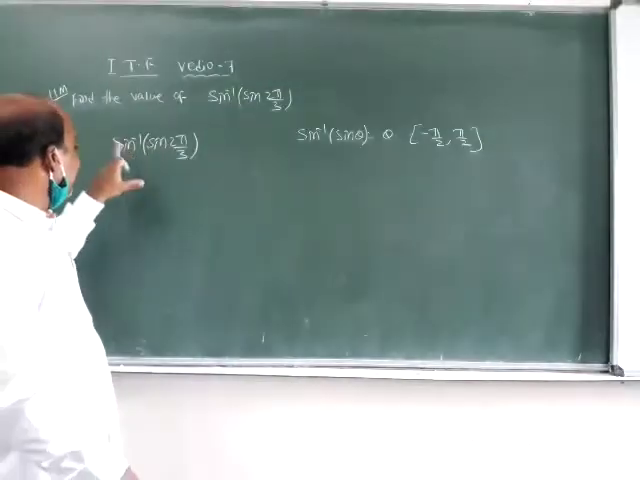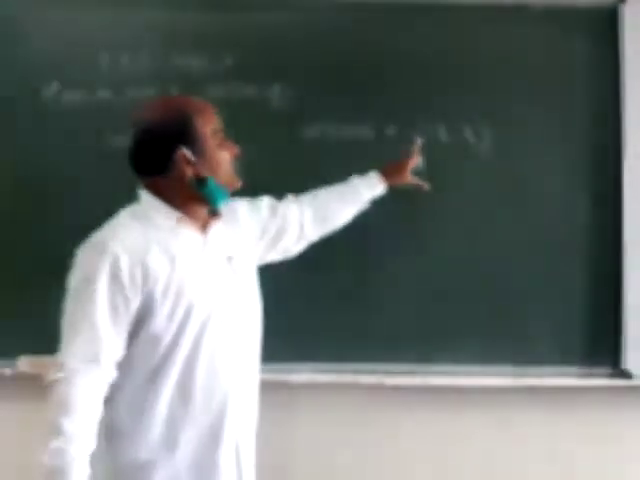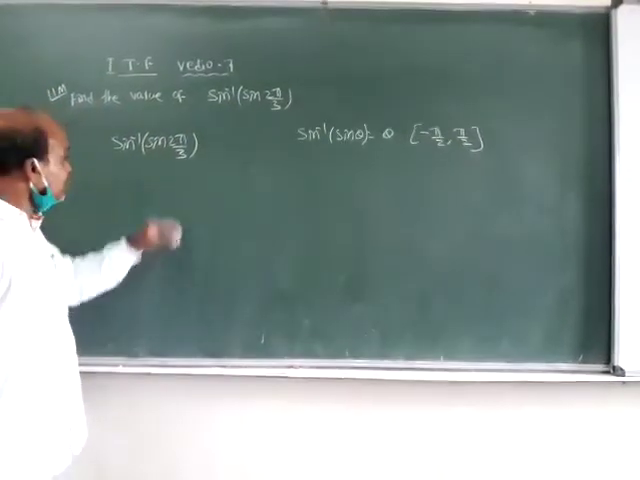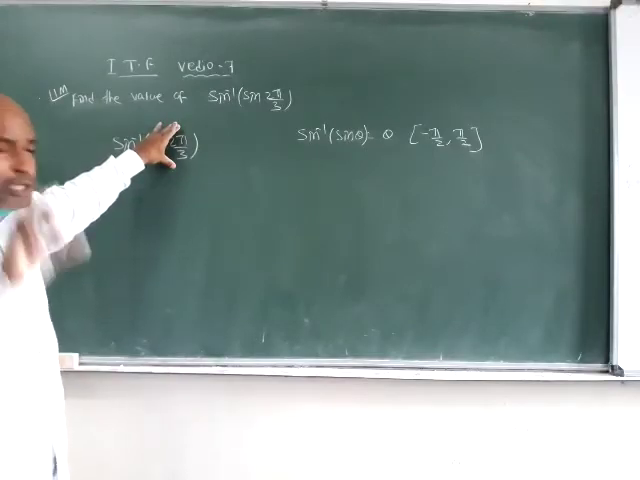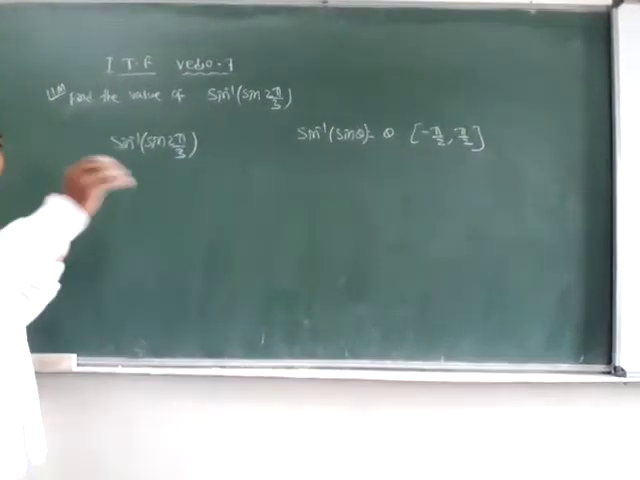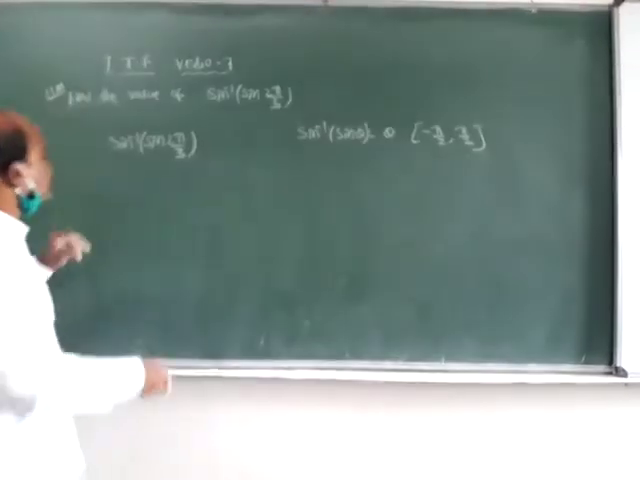Why? Because the range of sine inverse, or the principal value of sine inverse, is the closed interval of minus pi by 2 to plus pi by 2. So whatever angle is given, you have to make it lie between minus pi by 2 and plus pi by 2. Not less than minus pi by 2, not more than pi by 2. So you have to split it.